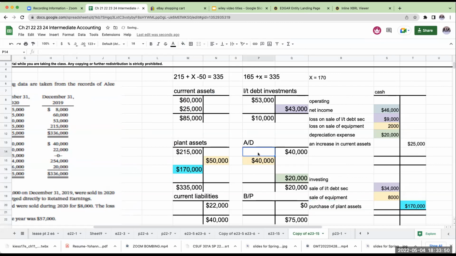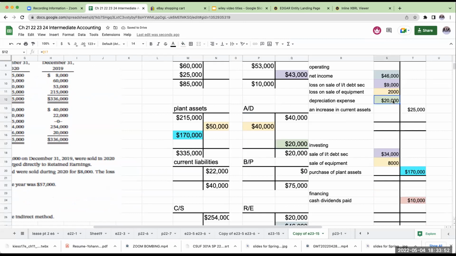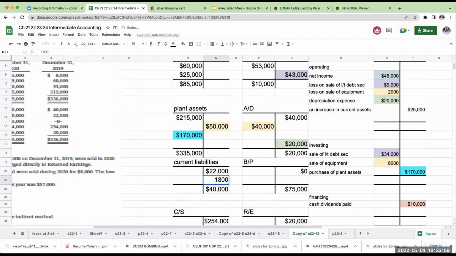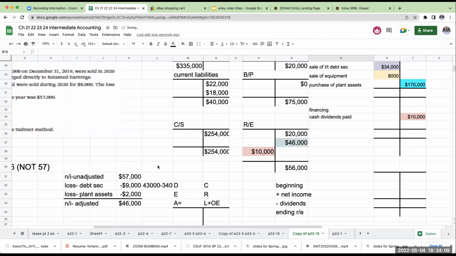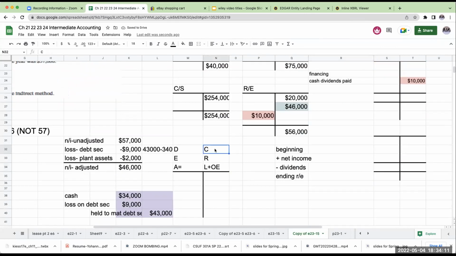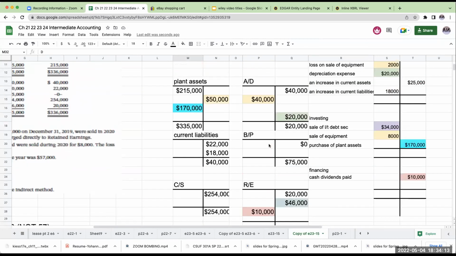Okay, we've balanced the accumulated depreciation account, goes to depreciation expense. Current liabilities, to balance this, I need a credit of 18,000. I do the opposite to cash over here. This is an increase in current liabilities. Remember, liabilities have a credit balance. We increase them with credits, decrease them with credits.